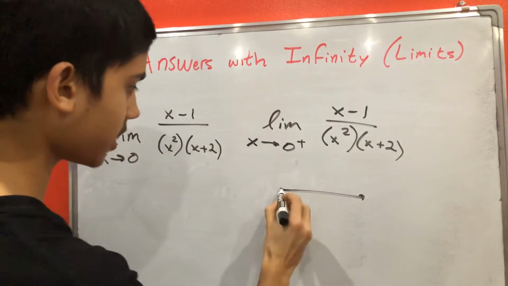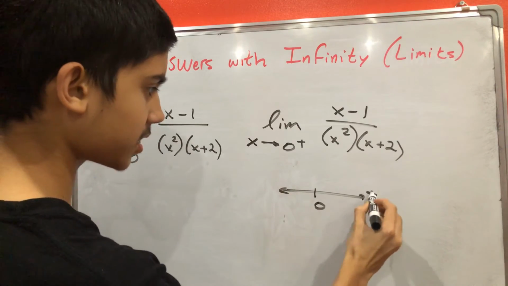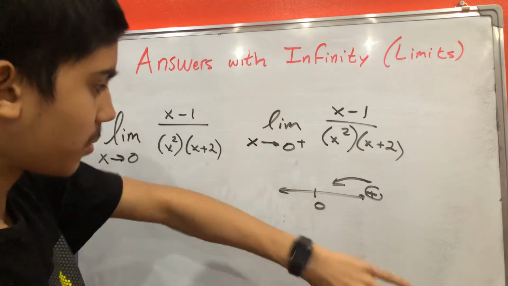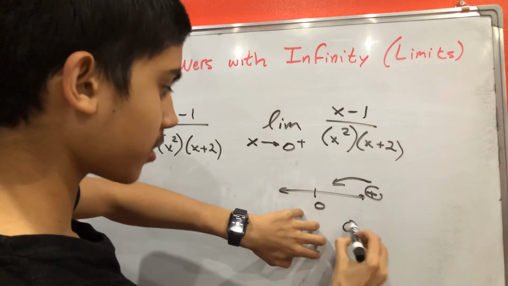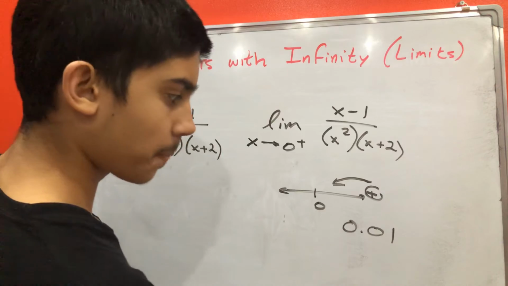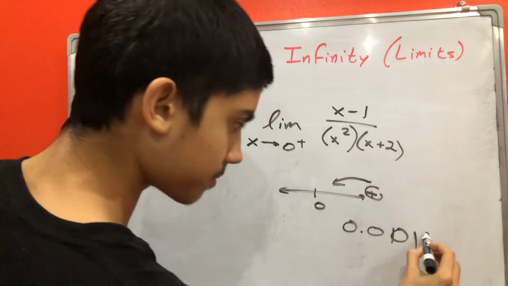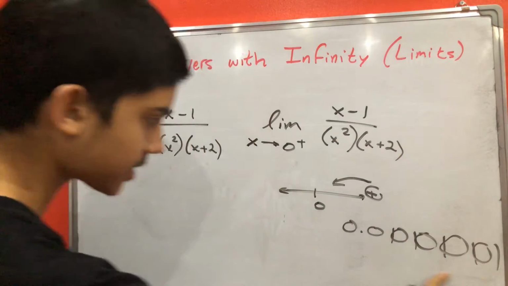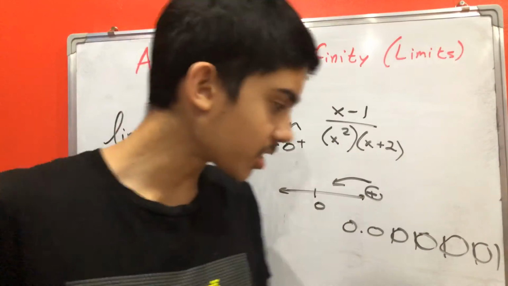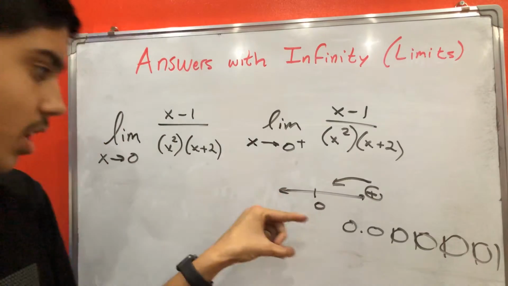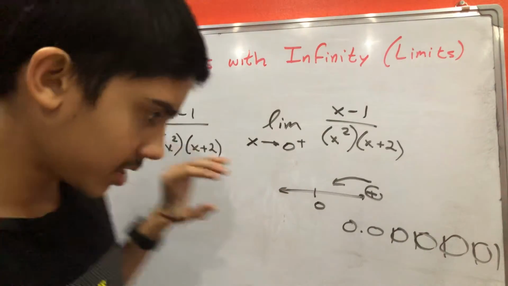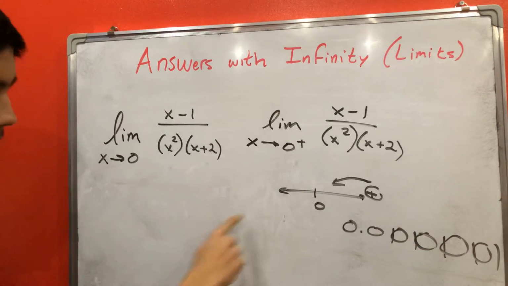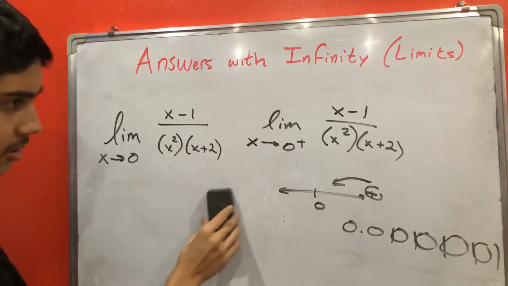So 0 coming from the right. Let's draw the number line, and we have 0 here, and this is the positive side. So it's bigger than 0, but it's getting very close to 0. An example of this is 0.01, then 0.001, 0.0001. So it keeps on getting more zeros. It's getting so much smaller, but it's never going to get to 0. It's just getting super close to 0, and it's always going to be above 0.